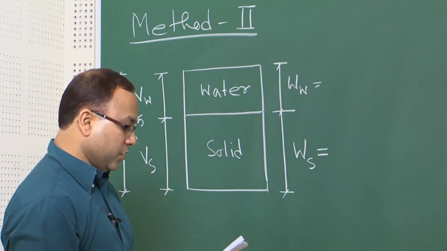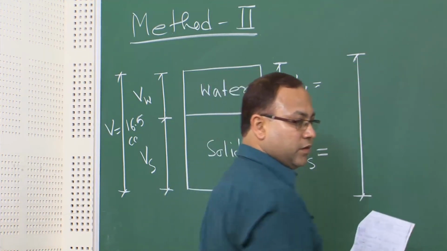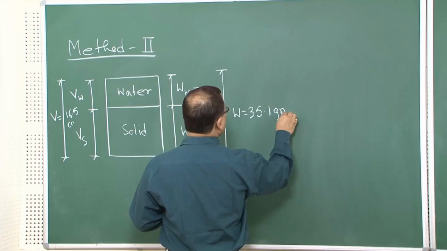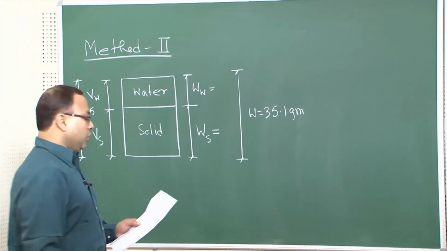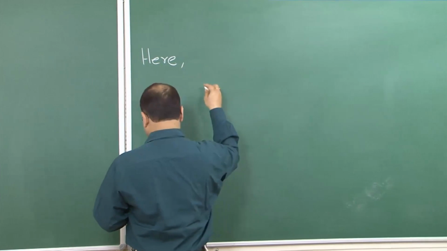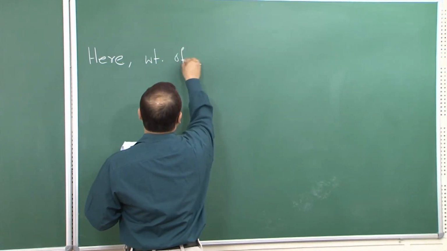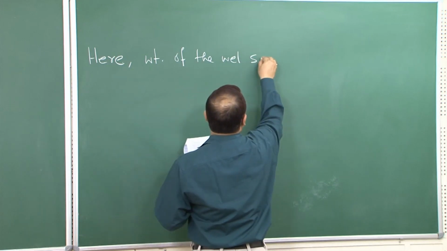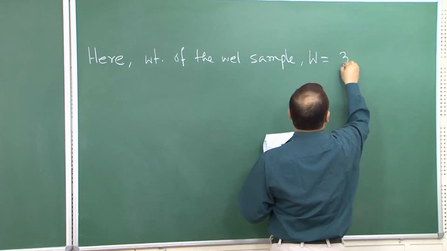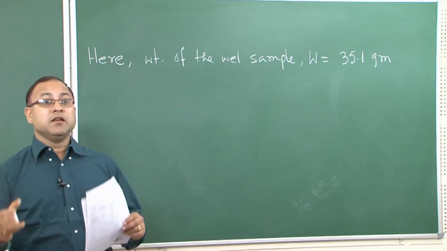That is given in the problem, and the total weight, if you look at the problem, is also given, that is 35.1 gram. So, here the weight of the wet sample W is nothing but your 35.1 gram. This is the total weight of the sample.